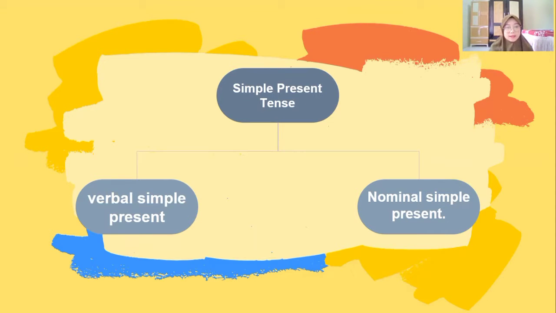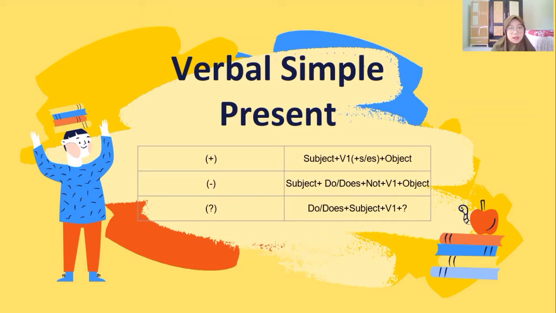And next, okay, here is the formula atau rumus dari verbal simple present untuk positive sentence. Rumusnya yaitu subject plus verb 1 plus s or es plus object. And for negative ones, is subject plus do or does plus not plus verb 1 plus object. And the last is for interrogative sentence, do or does plus subject plus verb 1 plus question mark.